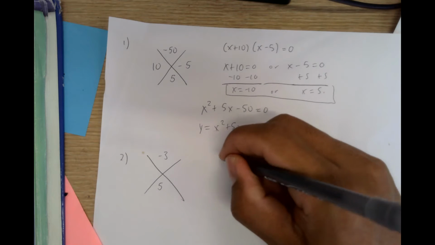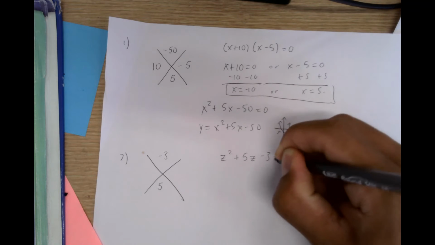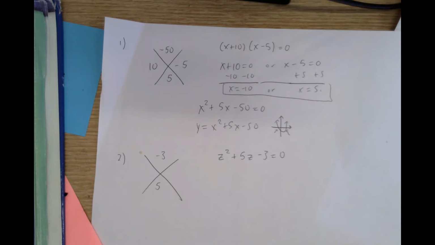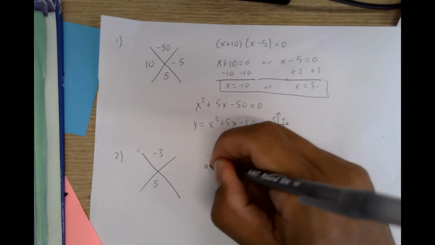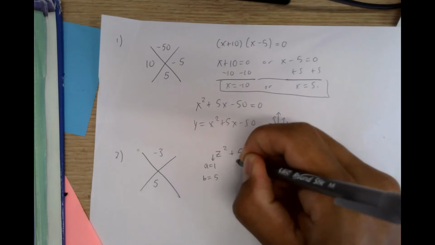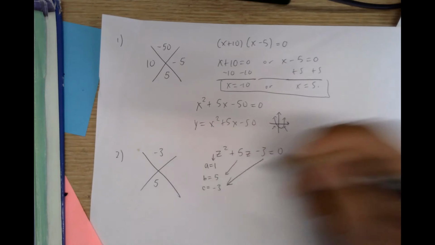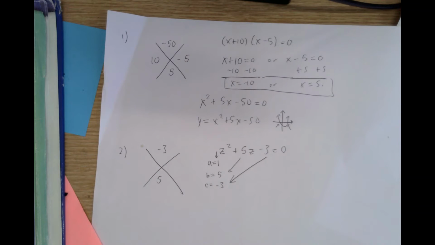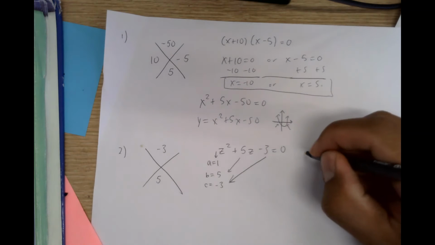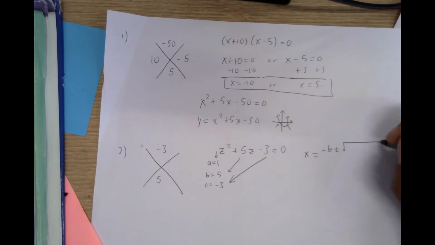So you have z squared plus 5z minus 3 equals 0. In this case, you would just go ahead and label a is equal to 1, right? This is equal to 1. B is equal to 5 right here. And c is equal to negative 3, which is right here. You can quickly label 1, 5, and negative 3, and then you would have x is equal to negative b plus or minus the square root of b squared minus 4ac, all over 2a.